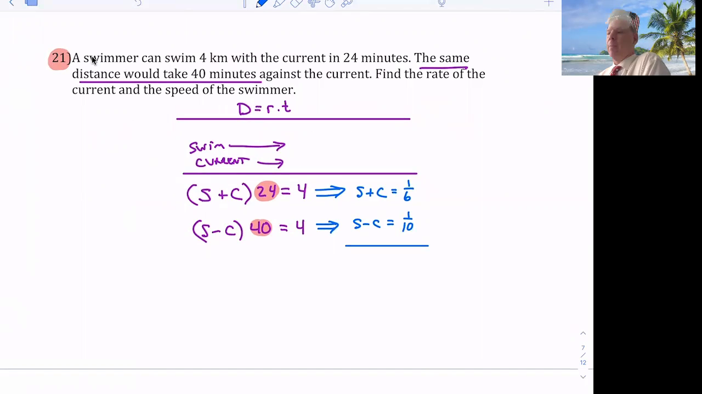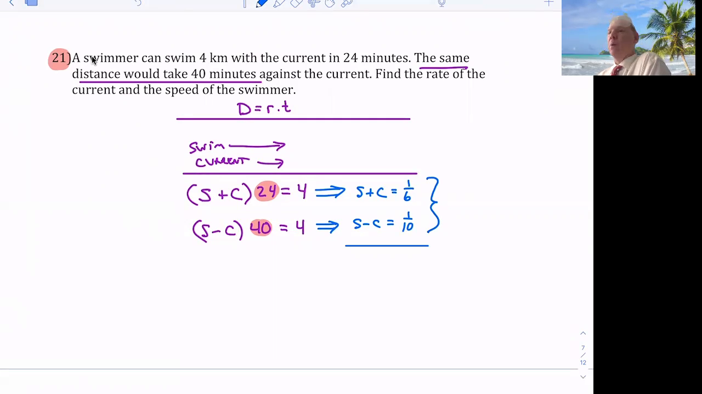Yes, we have to change 24 and 40 there, right? Yeah. You see what I did though? I divided by 24 and divided by 40. That's where those fractions came in. So these are our equations that we're working with now. Okay. So that equals 4.